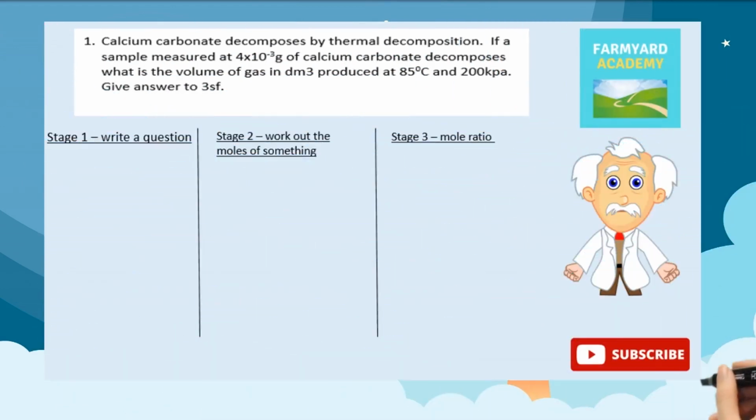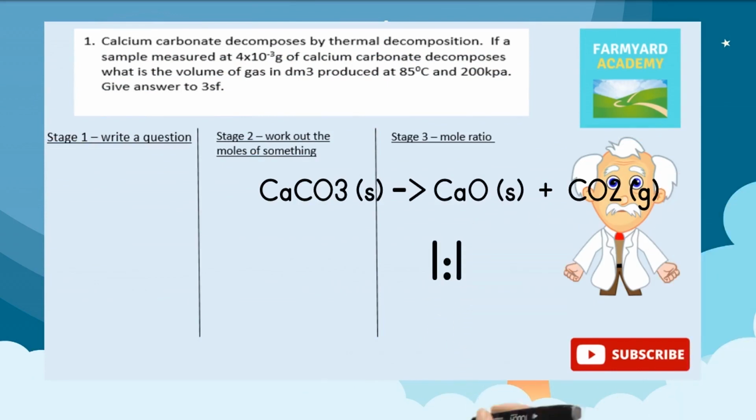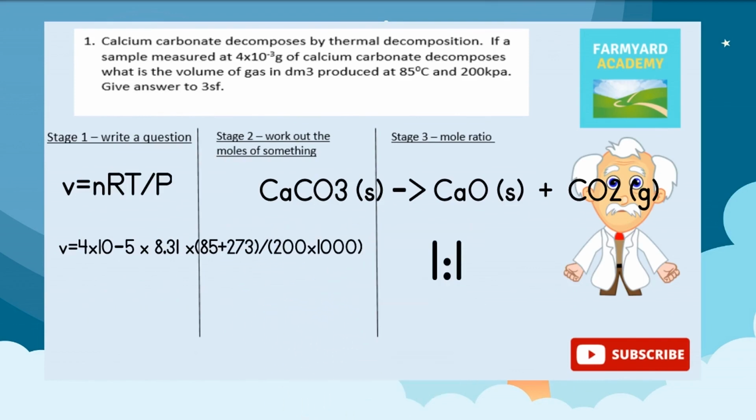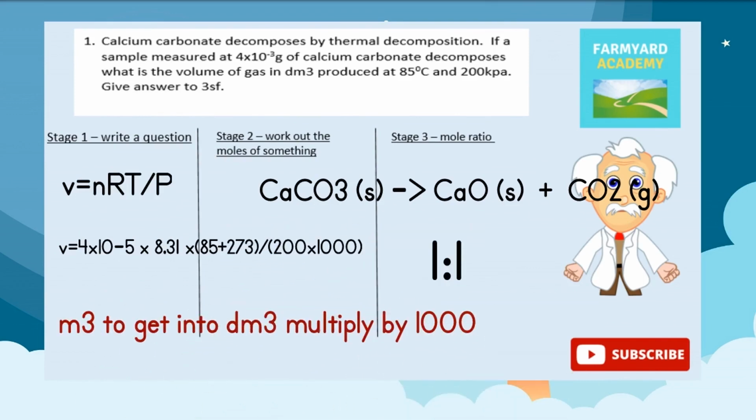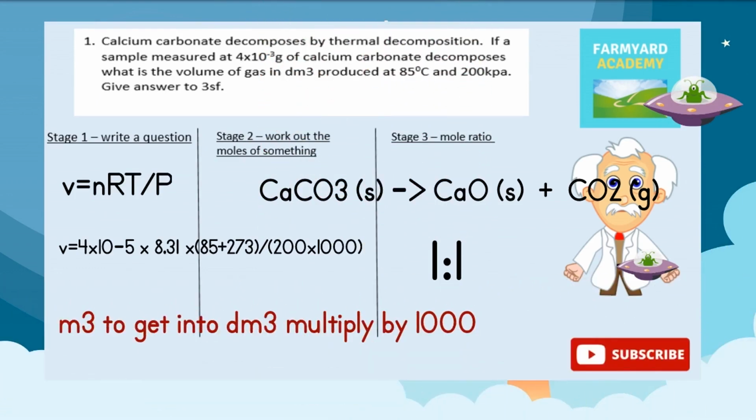In the final stage, you use a chemical equation and the mole ratios to work out the moles the question wants. This is a difficult exam question because you need to work out an equation. If you can do this, you will see that the mole ratio between the calcium carbonate and the carbon dioxide is a 1:1 ratio.